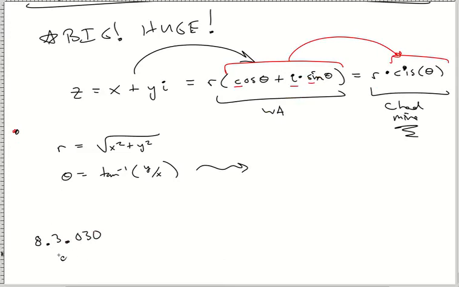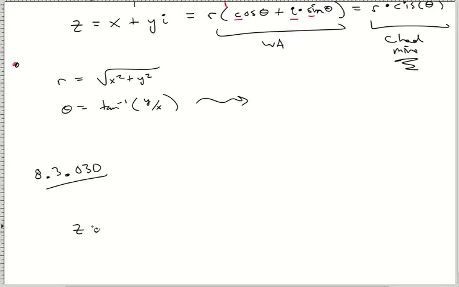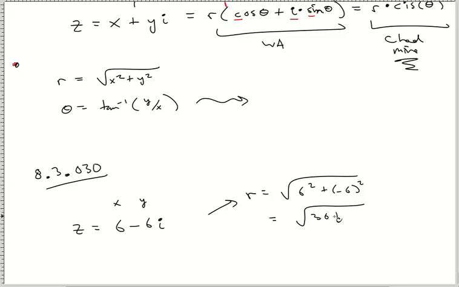83030. So I've got z is equal to 6 minus 6i. And they want to convert it over to the r cis theta format. Well, first off, we need an r. So I'm going to do 6 squared plus a negative 6 squared. And this is just x and y. Very simple here, okay? 36 plus 36, square root 72. Okay? Well, that was easy.